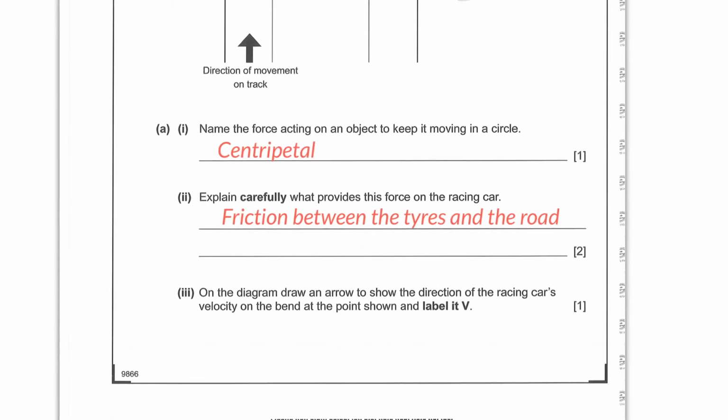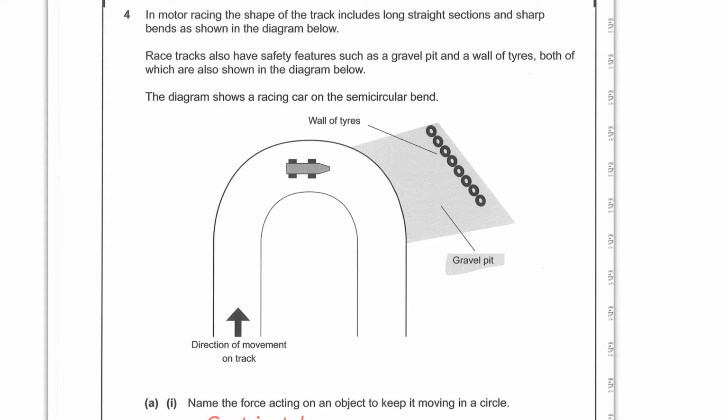On the diagram, draw an arrow to show the direction of the racing car's velocity on the bend and label it V. Okay, so velocity is the way it's heading, and we know that the direction of movement is like this. So at this particular point it's heading that way. So we need to just add that to the diagram.